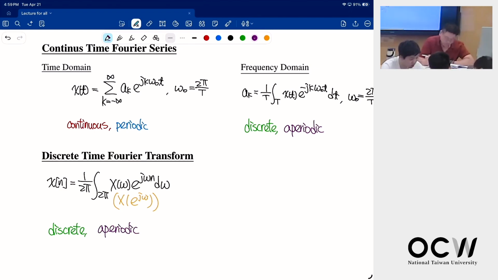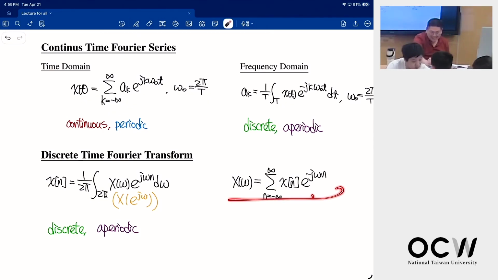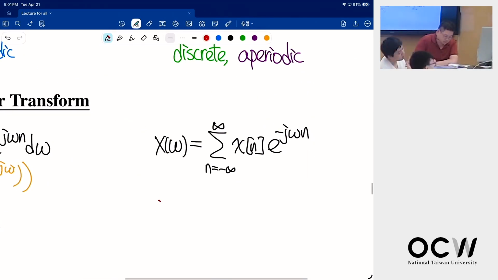In the frequency domain, X(omega) is the sum of x[n] e to the minus j omega n. Alright, continuous or discrete, periodic or aperiodic in frequency domain? Continuous, periodic.